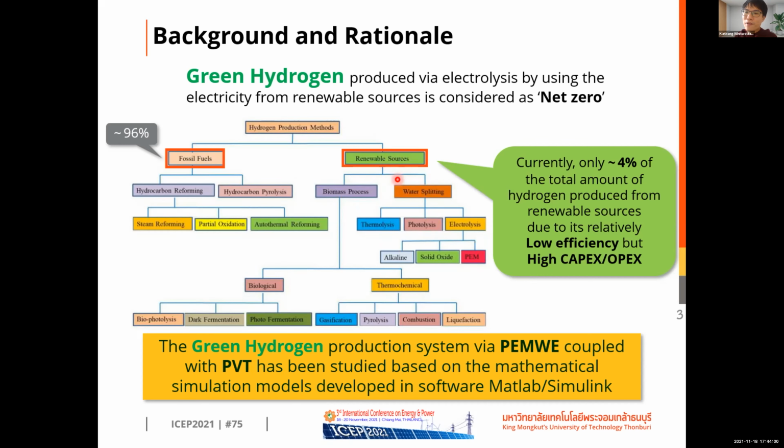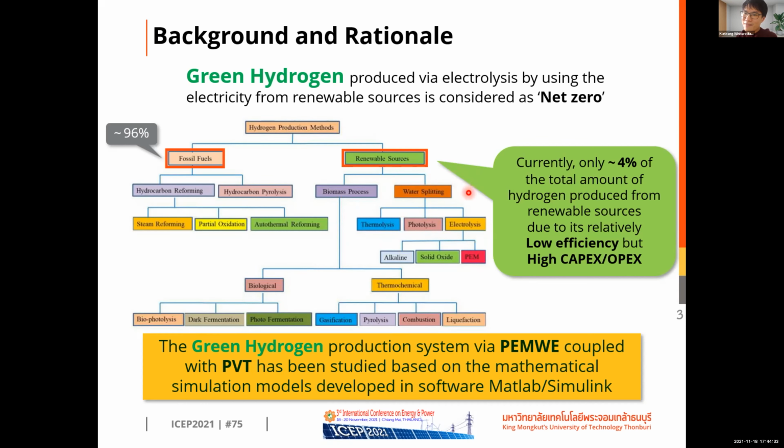The other way is to produce the hydrogen from a renewable energy source by using the technique of water electrolysis, or water splitting, separating out the hydrogen and oxygen. As you can see here, presently more than maybe 96% of hydrogen is produced from fossil fuels, while only 4% of the hydrogen comes from this way, which we call green hydrogen.